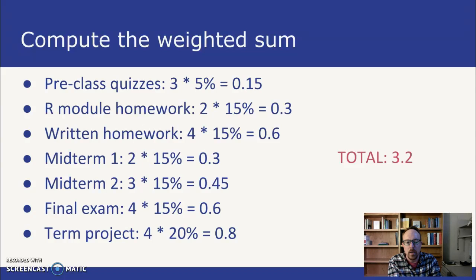3.0 is a B, and a 3.3 is a B plus. So she definitely gets a B. She might get a B plus. These kind of edge cases I often resolve with reference to how many classes the student attended, how much they participated, and so on.